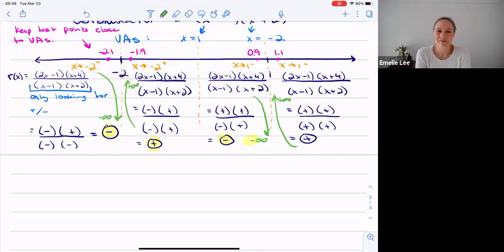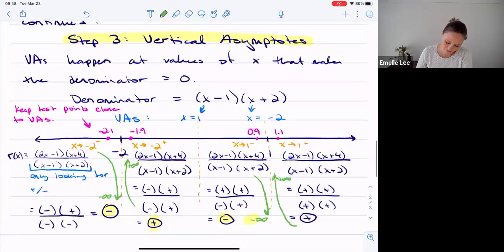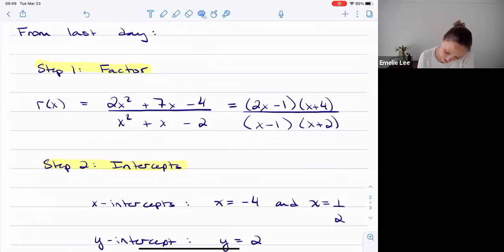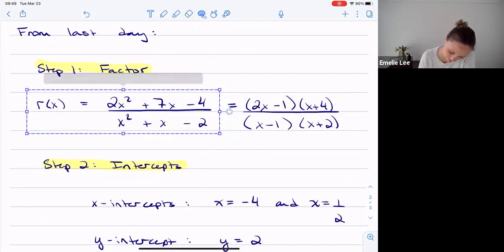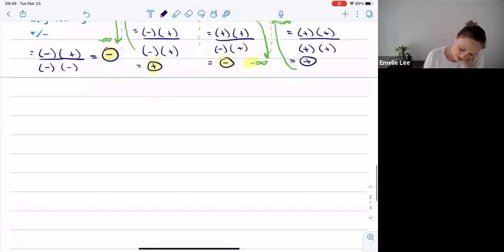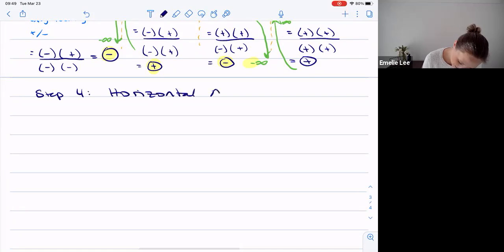So let's go to our next step, and this is our last step before sketching. Let's find the horizontal asymptotes. It's a lot more fun than the vertical asymptotes. So here we go. I need this. Oh, no, I need this, sorry, because we need to compare the leading terms for the horizontal asymptotes. Don't listen to me. All right, so step 4 is the horizontal asymptotes.